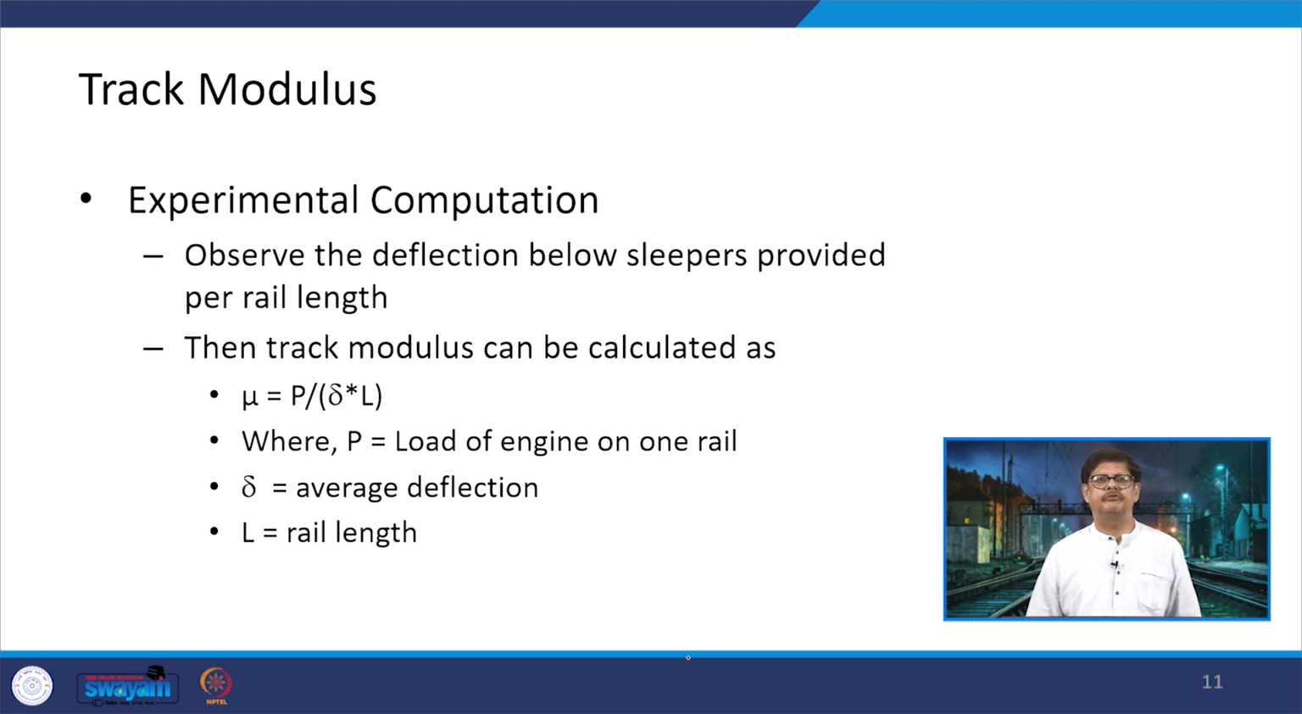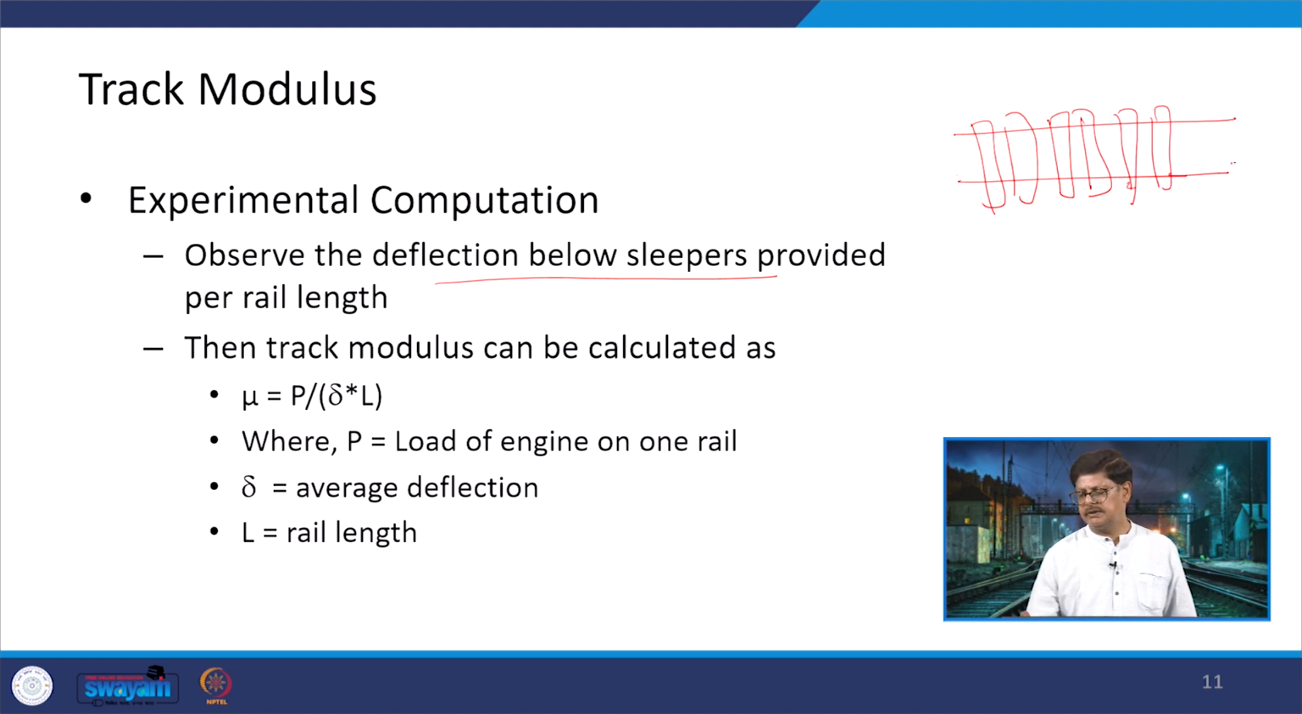So, what is the experimental way of doing it? What we do is we observe the deflection below the sleepers. You have a rail section and below that we have the sleepers being provided. We take the length, and with respect to that length, for all these sleepers we will get a value of delta 1, delta 2, delta 3, delta 4, delta 5 and so on. Now, track modulus can be calculated as mu equals P divided by delta into L, where delta is the average deflection for all of these sleepers, from delta 1 to delta n, whatever number of sleepers are being provided below the rail length.